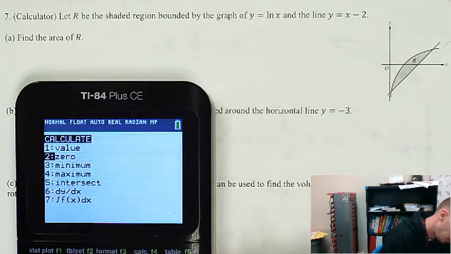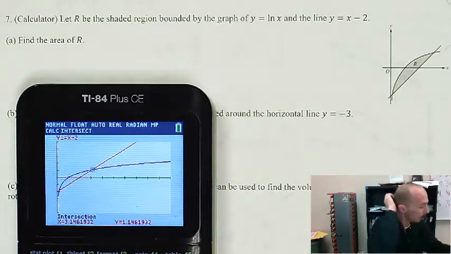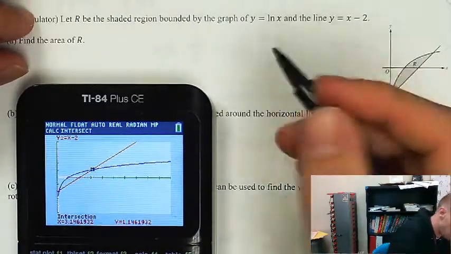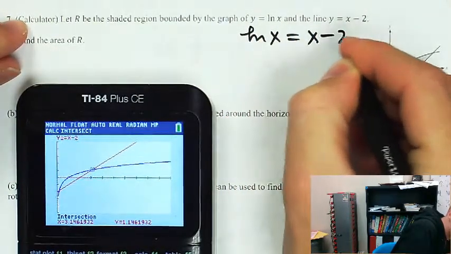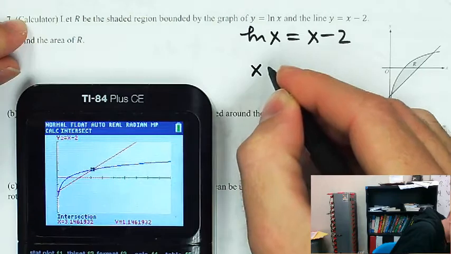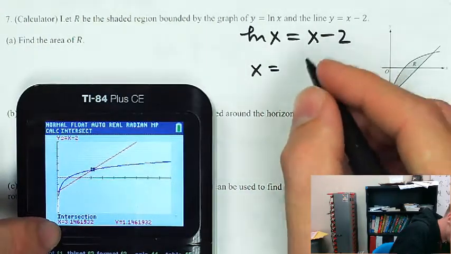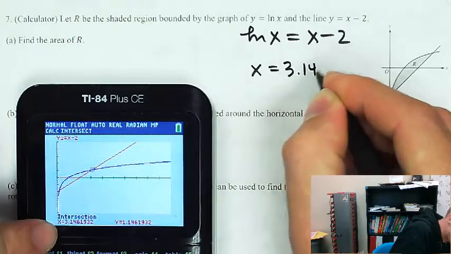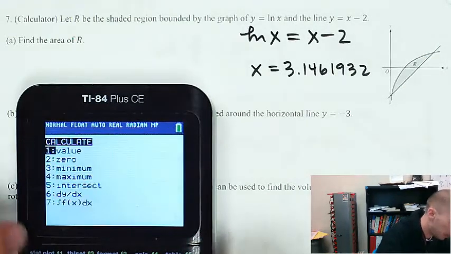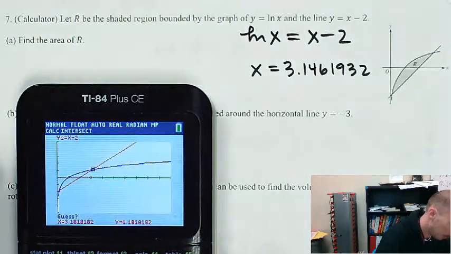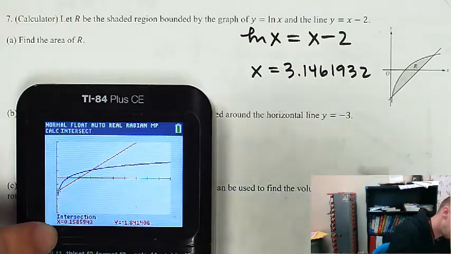So I'm going to calculate the intersection. Of course, we're going to need to give it a guess. All right, that's one of them. If we're going to solve this equation, we need to report the equation we solved, so that's log x equaling x minus 2. The second solution is x equals 3.1461932. And the other intersection is going to be 0.1585.